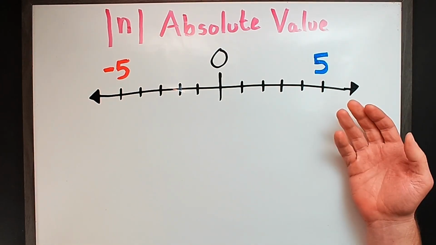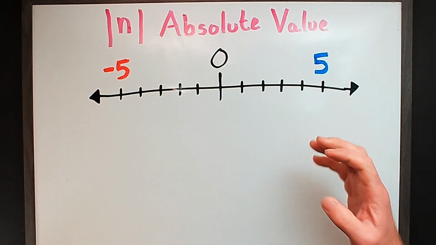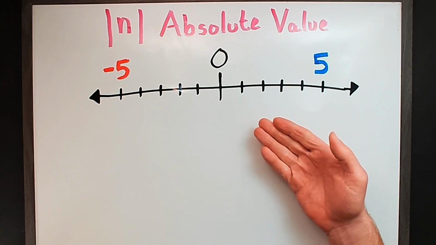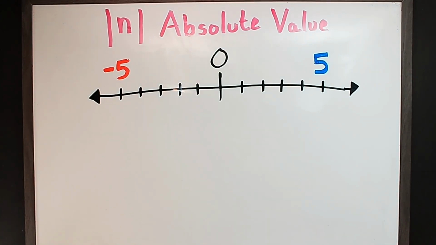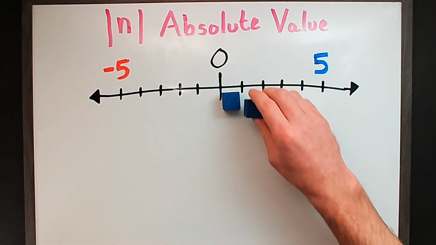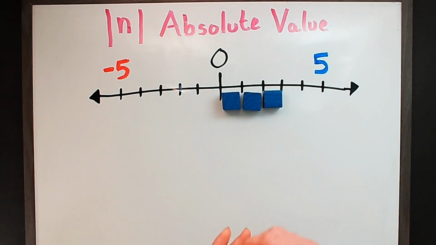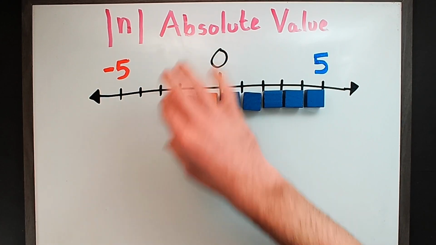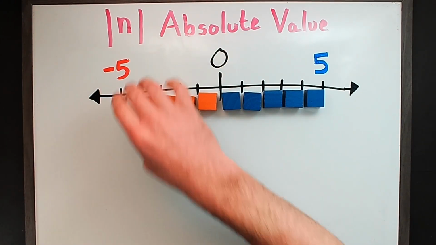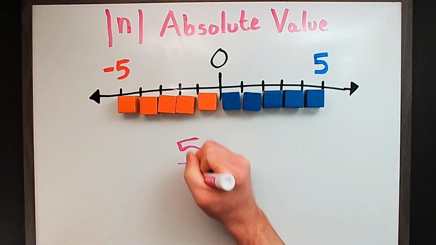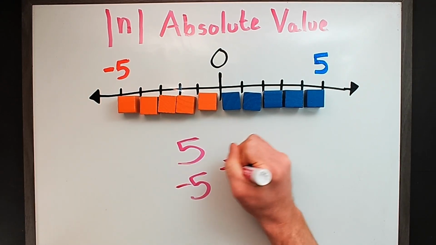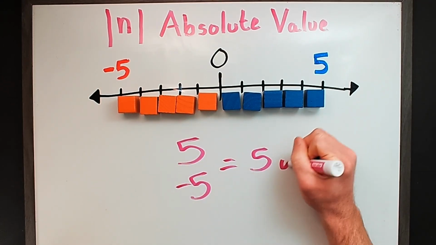All positive and negative numbers are some value away from 0. This away idea makes sense when drawn on a number line. Here, 5 is 5 units away from 0. However, negative 5 is also 5 units away from 0. Both 5 and negative 5 equal 5 units away from 0.